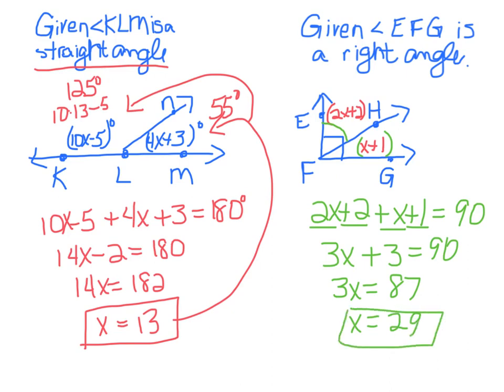Okay, that's great. Now to find out exactly the measure of each of these angles, we are going to substitute 29 into each of these expressions. Okay, 29 plus 1 is 30 degrees. Okay, 2 times 29 plus 2 gives you 60 degrees. Okay, when you add those two things together, 60 plus 30, you need to get 90, and we do.